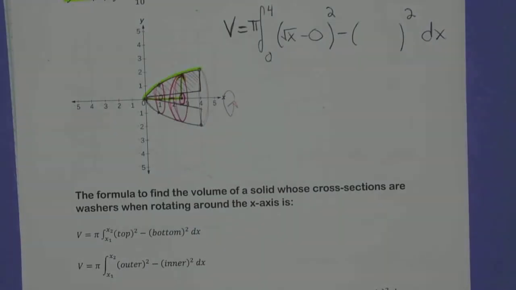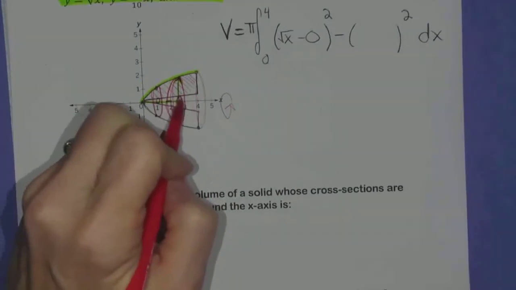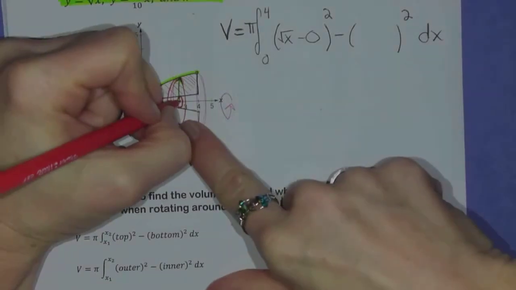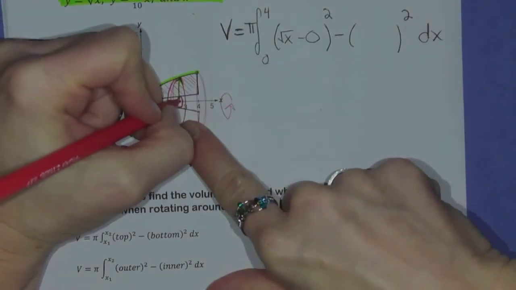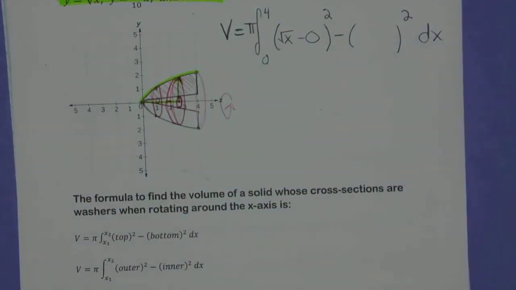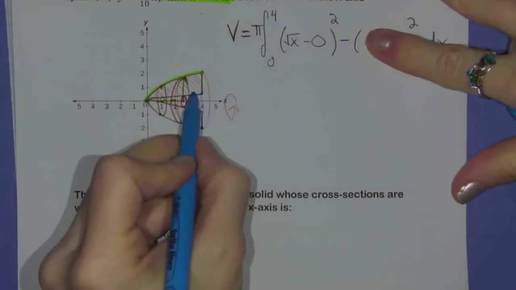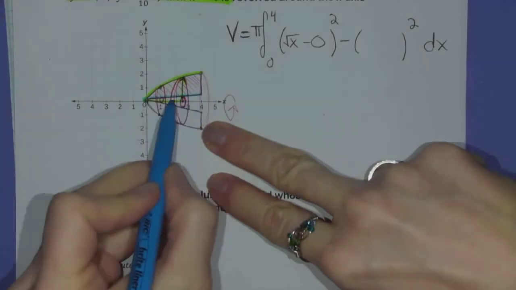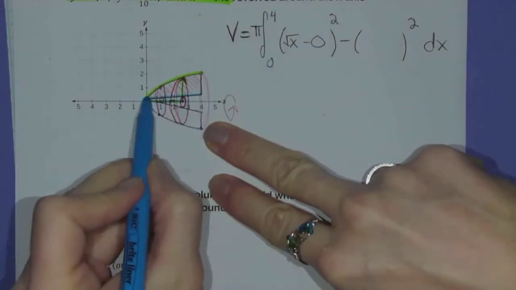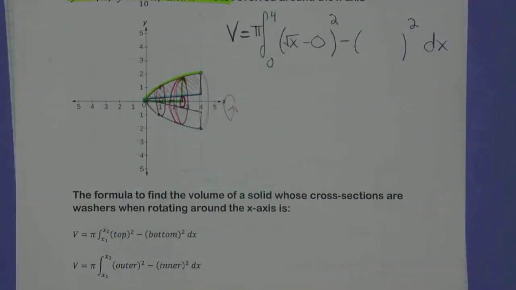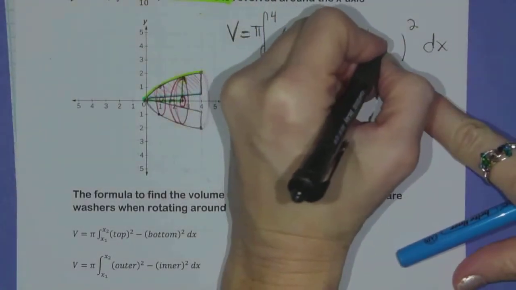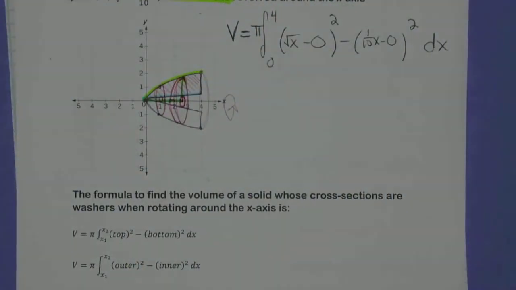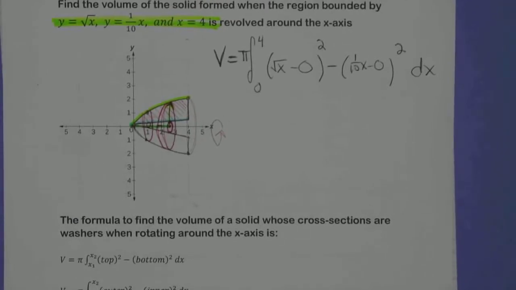Now the inner radius, the little radius of the small circle, is measured from the center, which is the x-axis, to this part right here, the inner function, which I'll highlight in a different color, let's say blue. Grab my blue highlighter, so we're talking about this one. So from the x-axis to the blue is 1/10 x minus 0 squared, and that is all she wrote. That's going to do it.